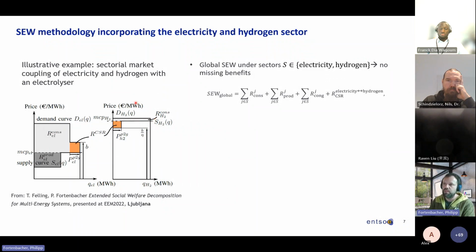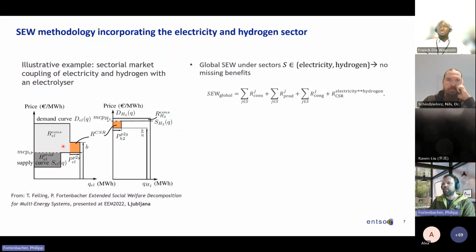Now if we couple these two markets, for instance, with an electrolyzer, we introduce a coupling between these two markets, right? And then we obtain a new component, which we call cross-sector rents. And these are the orange rectangular areas. They appear in both markets. So on the electricity side, we have the consumer rent that is now created by this new component, and we also have the producer rent on the hydrogen side. These two components form the cross-sector rent, which is then also calculated in the implementation in the TYNDP.